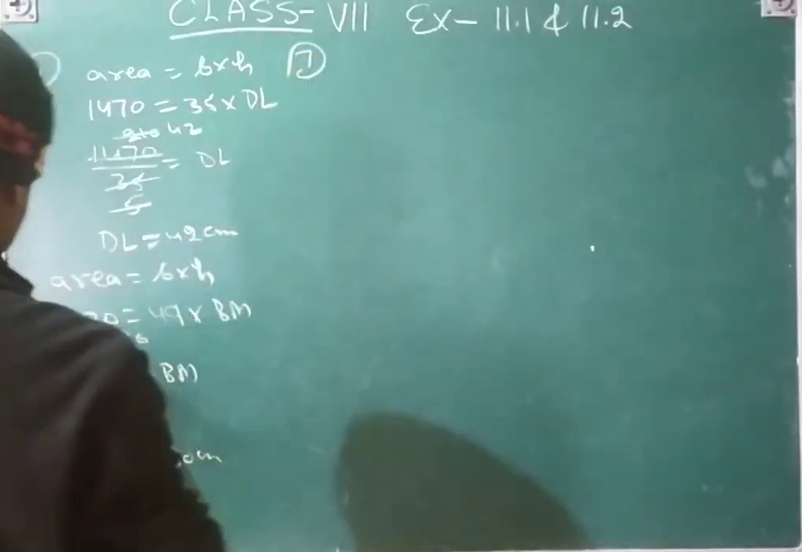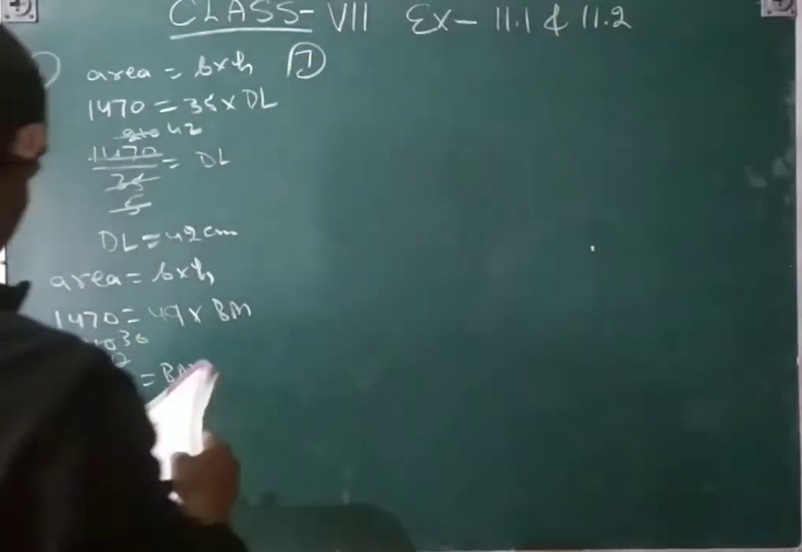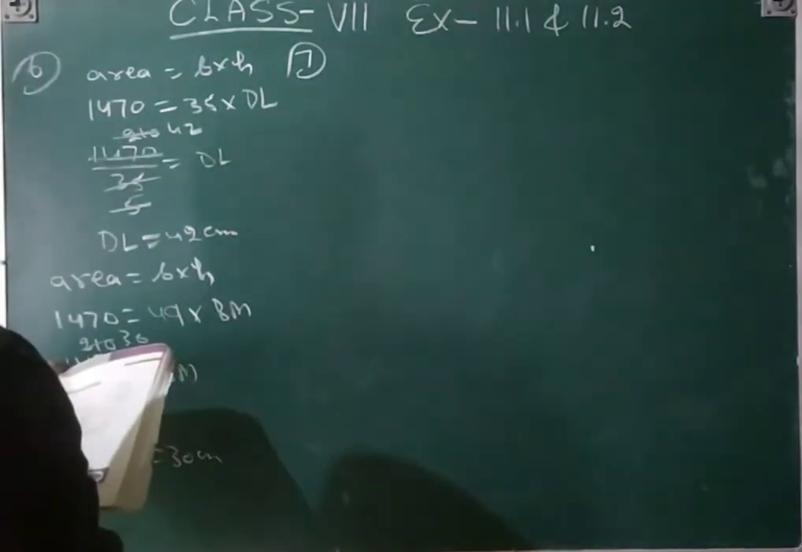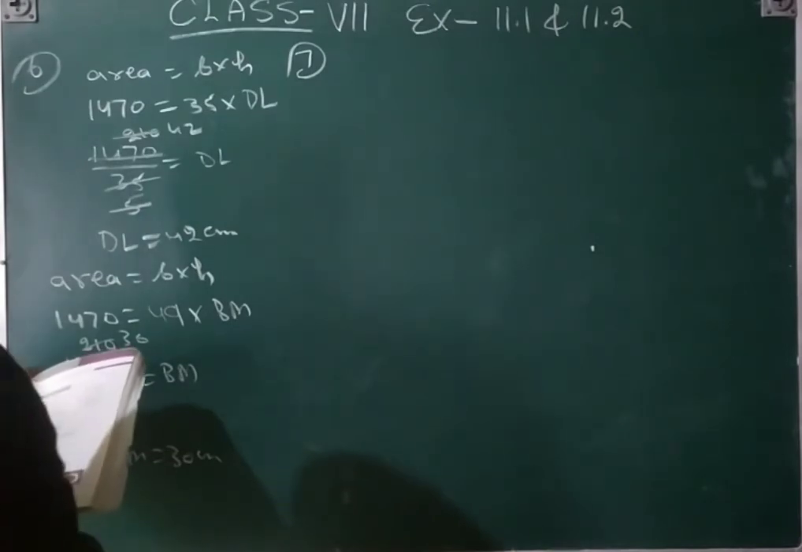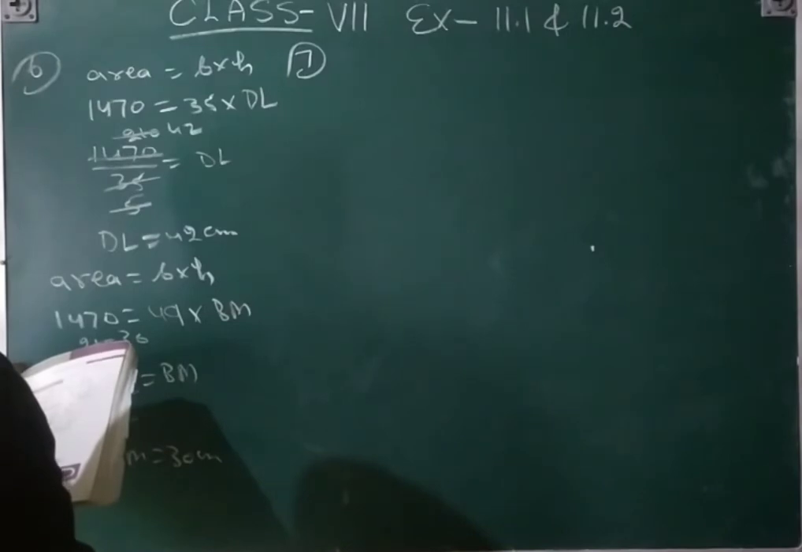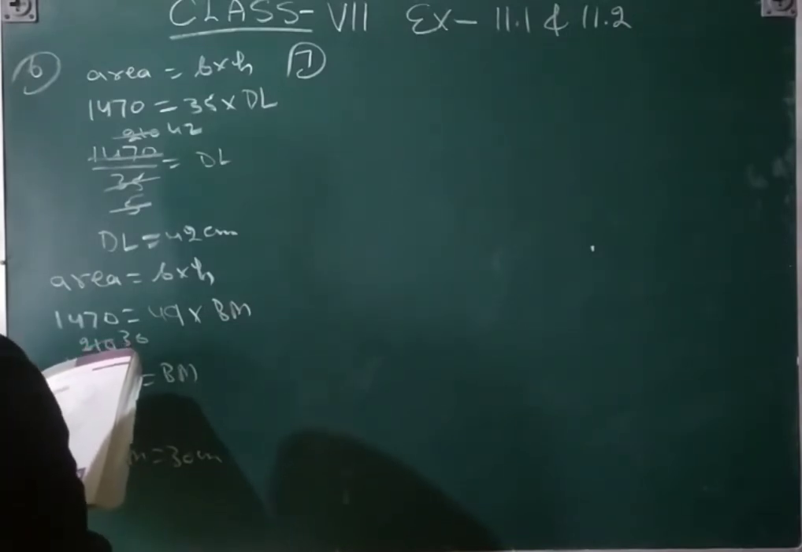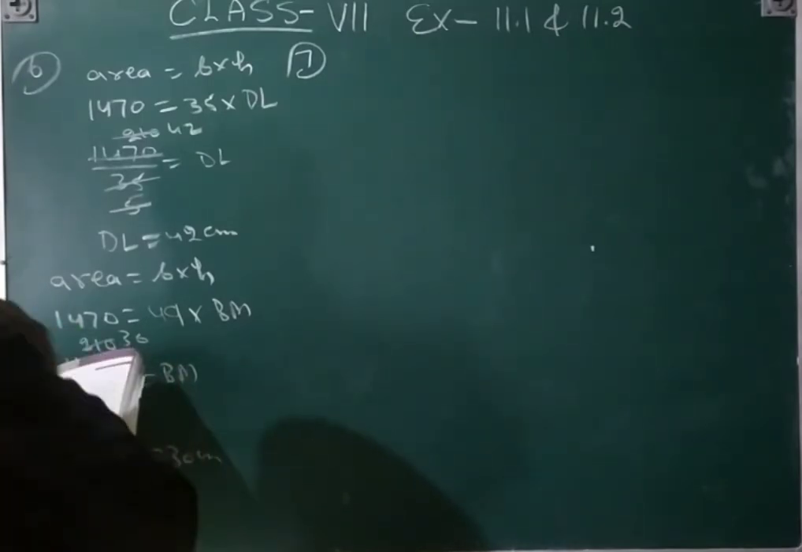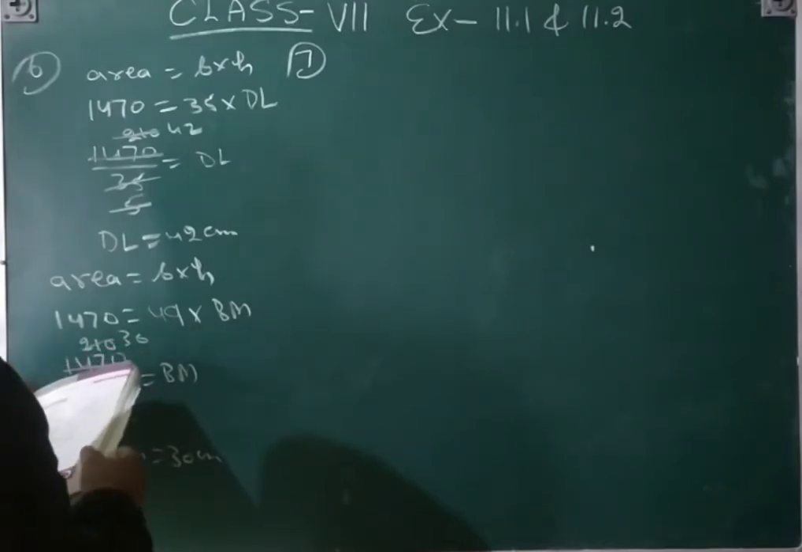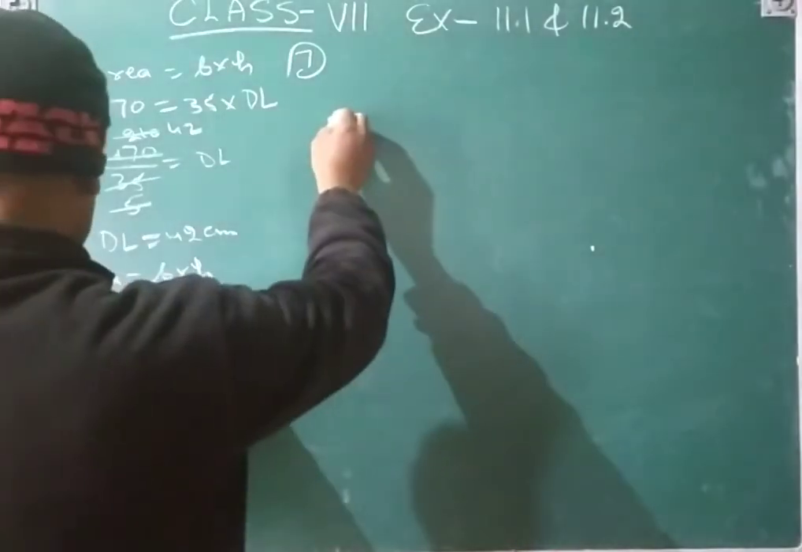Seventh question, this is based on triangle. Triangle ABC is a right angle triangle at A. AD is a perpendicular of BC. If AB is equal to 5 and BC is equal to 13, AC is equal to 12. Find the area of ABC and also find the length of AD. There are two parts in the 7th question.